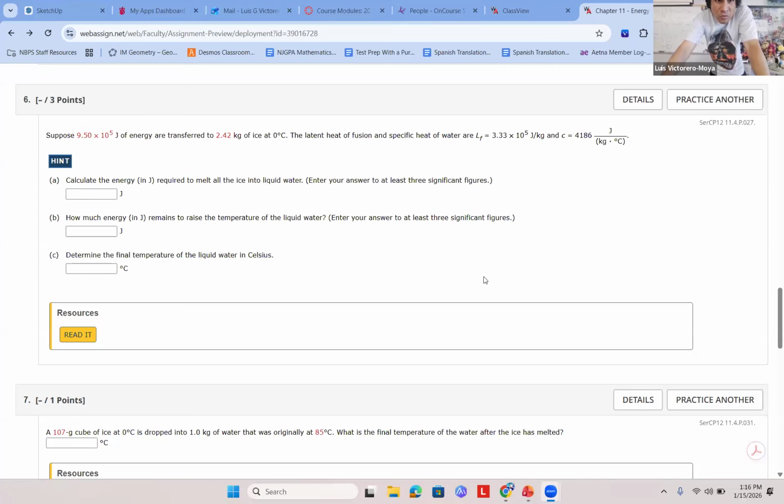So problem 6 is: suppose 9.50 times 10 to the 5 joules of energy are transferred to 2.42 kilograms of ice, solid at 0 degrees. The latent heat of fusion and the specific heat of water are those values respectively. Calculate the energy to melt all the ice into liquid. Okay, let's see. So that's a nice problem. So we're doing phase change there, right?